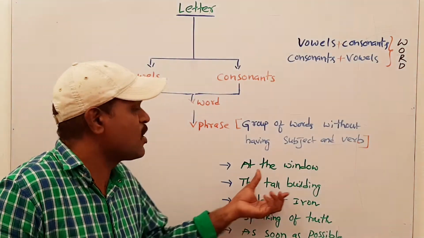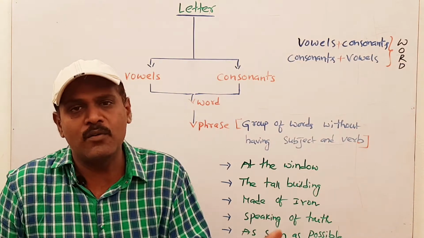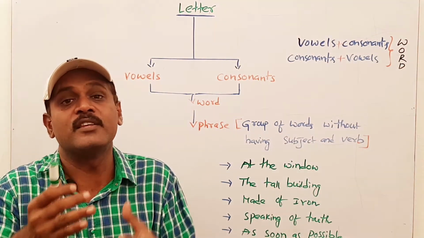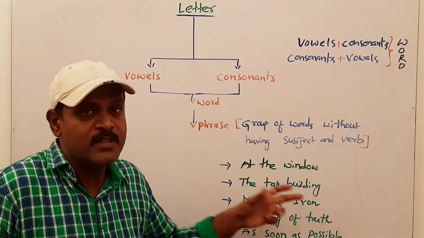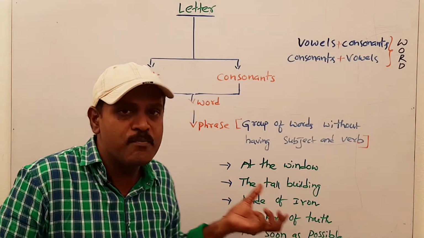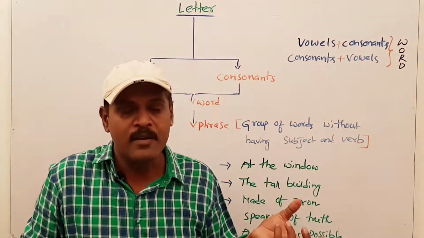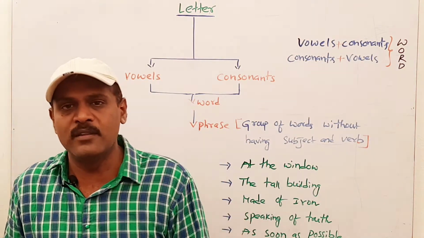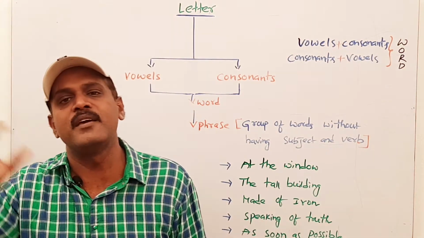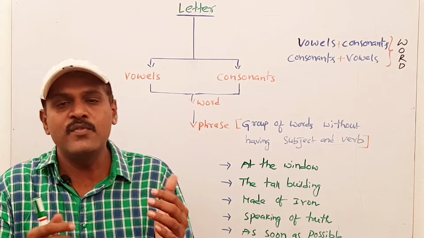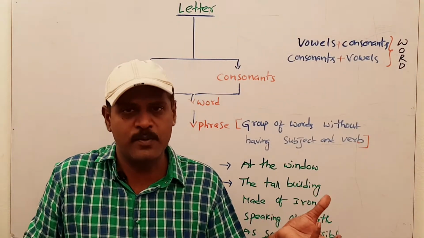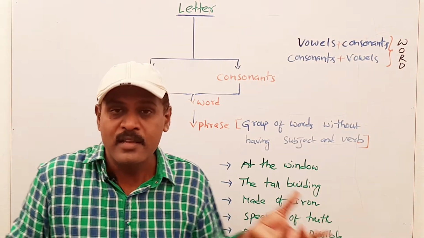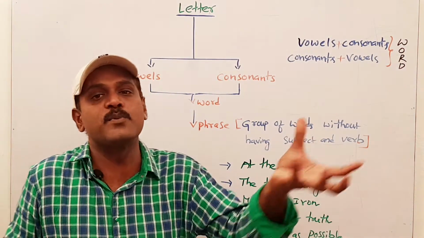Next one is "the tall building." Building is a noun, so "the tall building" is a noun phrase. "Made of iron." Here we can say three words. Made is a past participle, that means V3 of the main verb. If you use it in this way, it is called a past participle, that's why it is called a participle phrase.